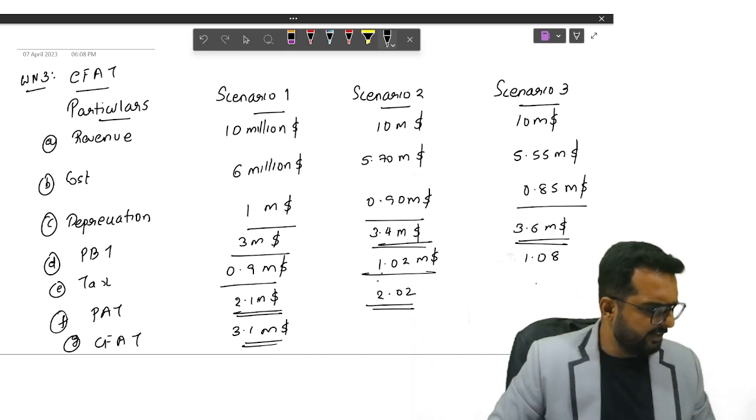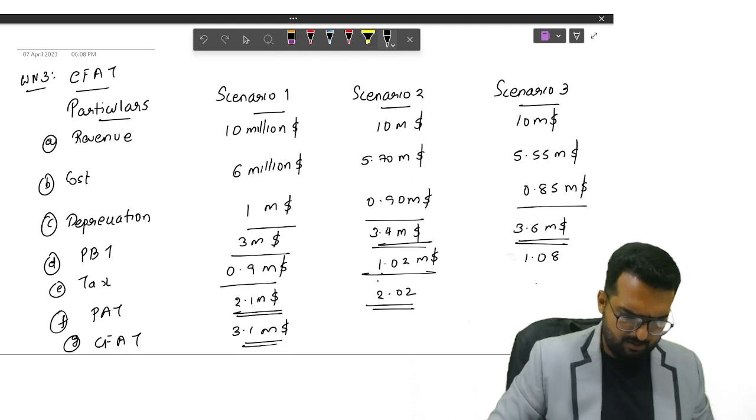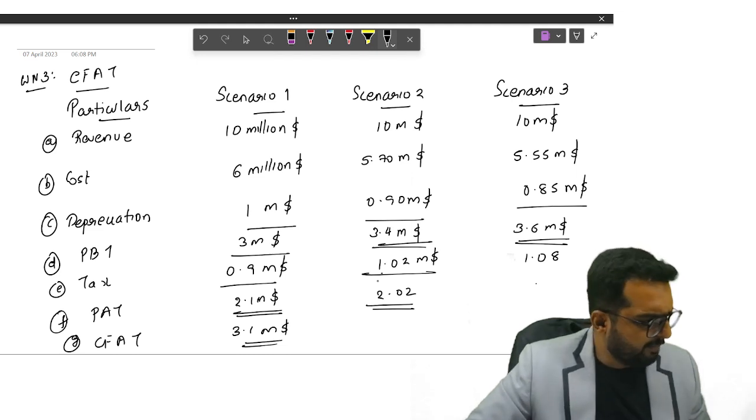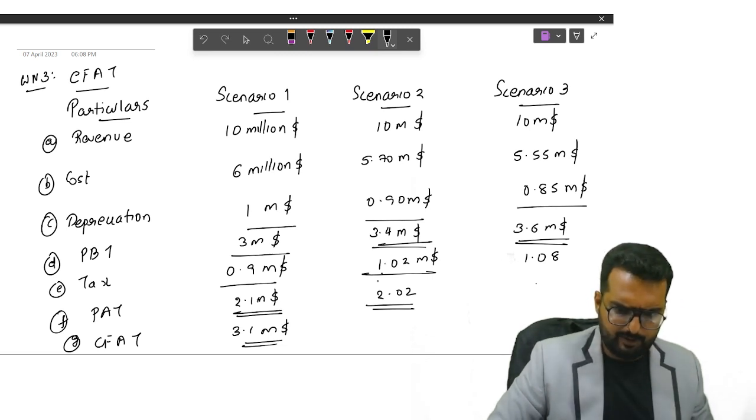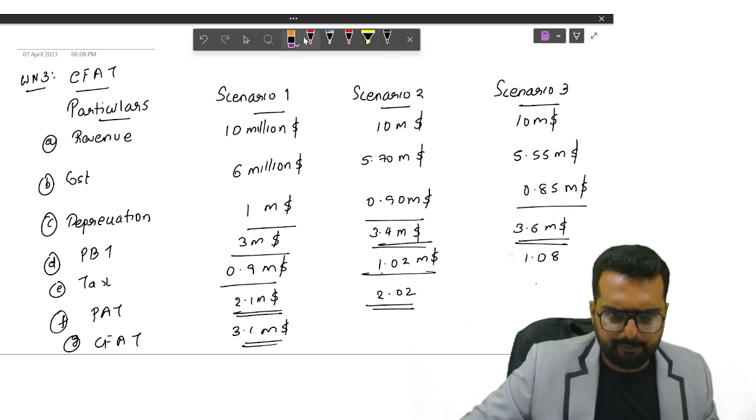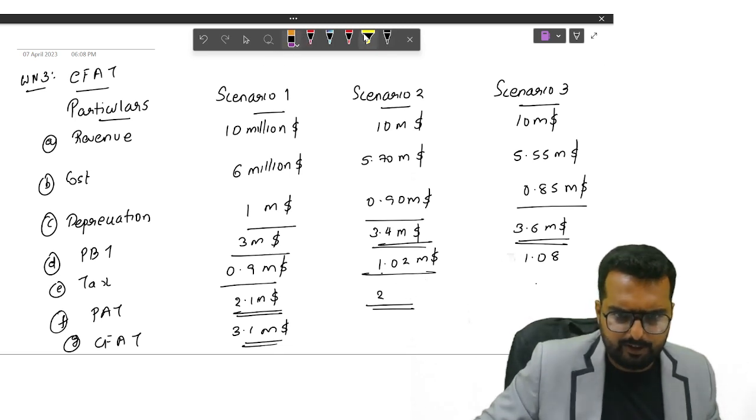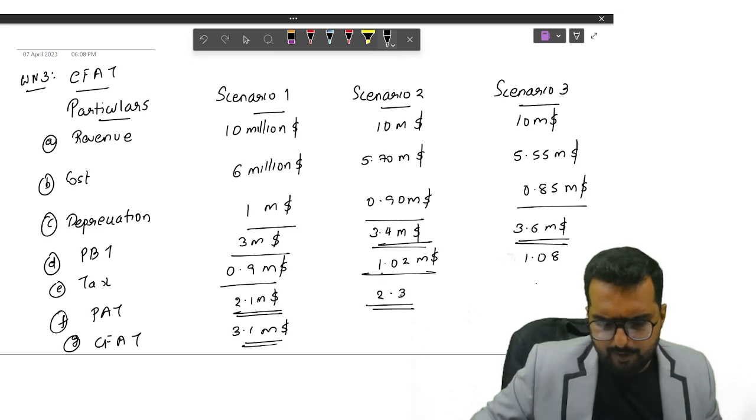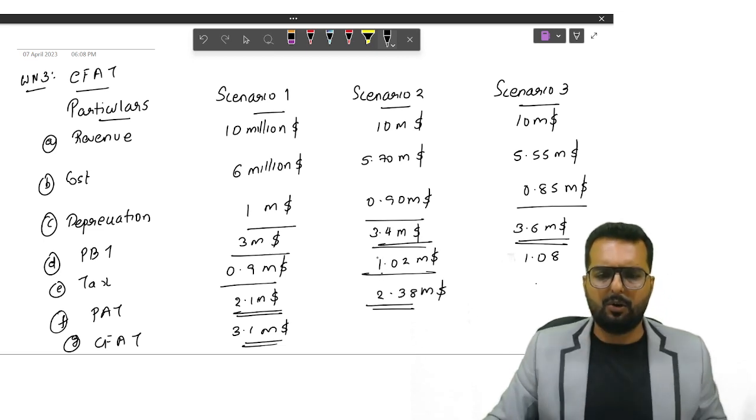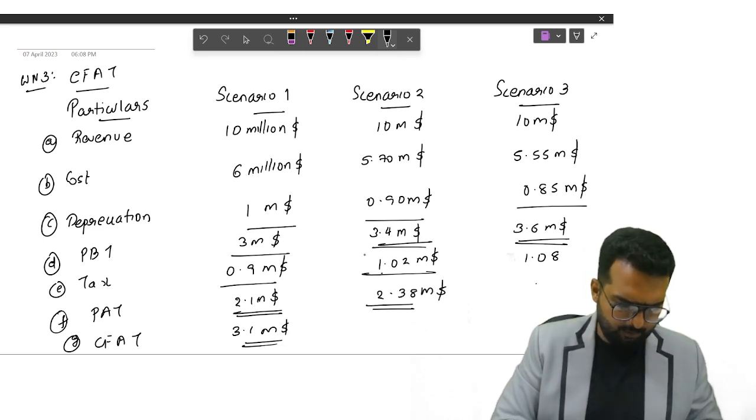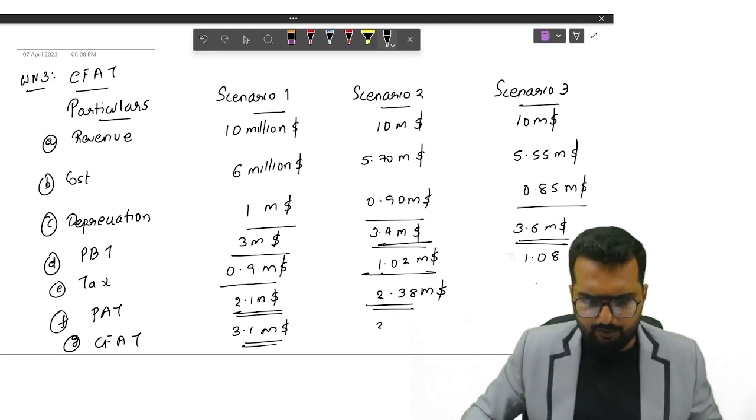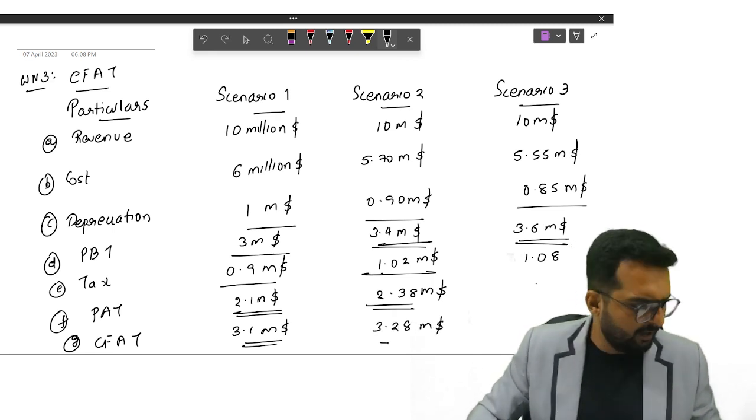10 minus 5.7 minus 0.9 is 3.4 minus 1.02 is 2.02, right? Wait, no, there's a mistake here. 3.4 minus this will be 2.38. Calculation mistake here. $2.38 million. Okay. So now if I add up 2.38 plus 0.9, will I get the answer as $3.28 million?